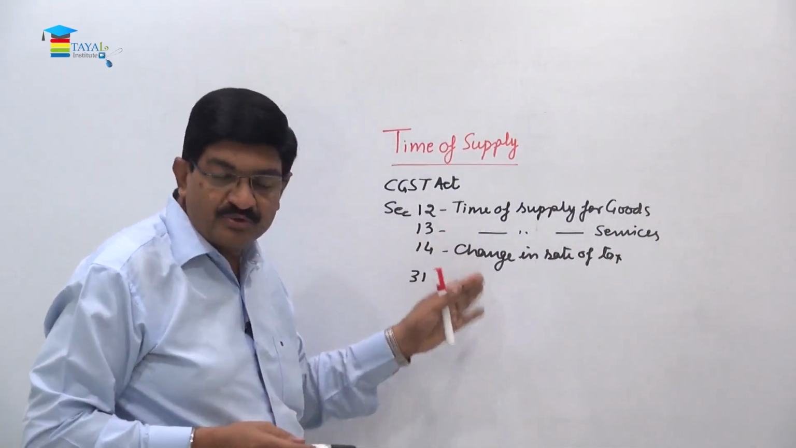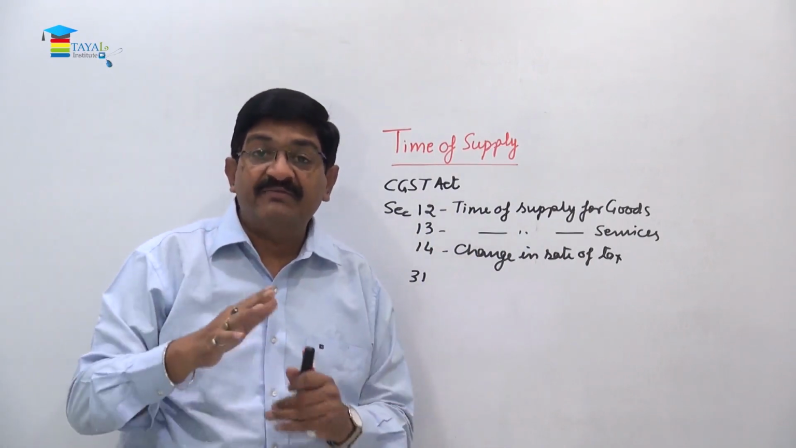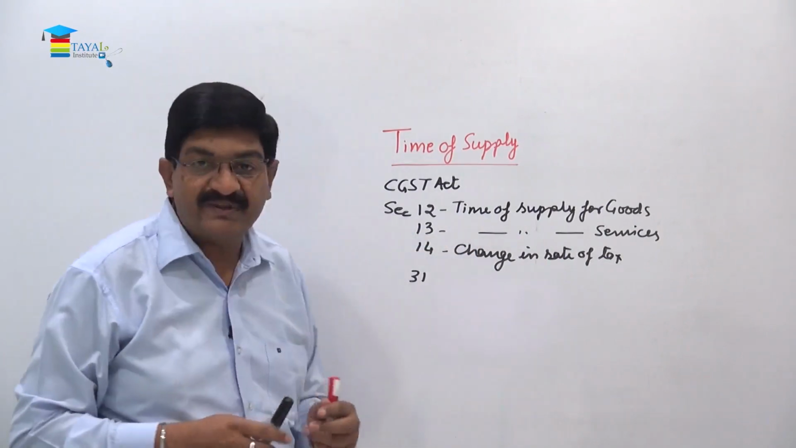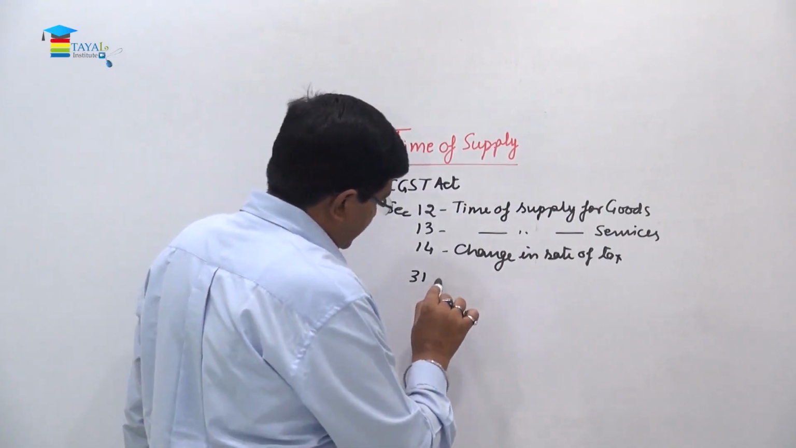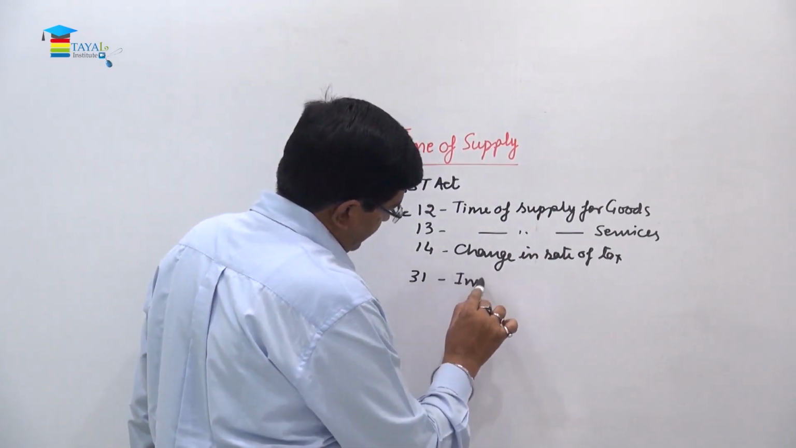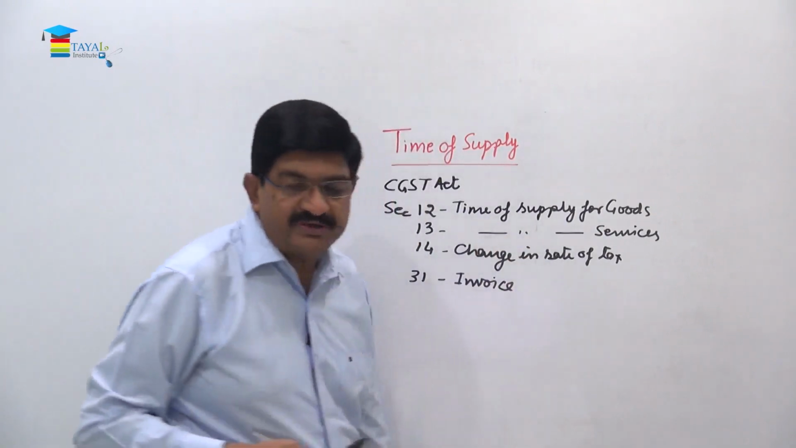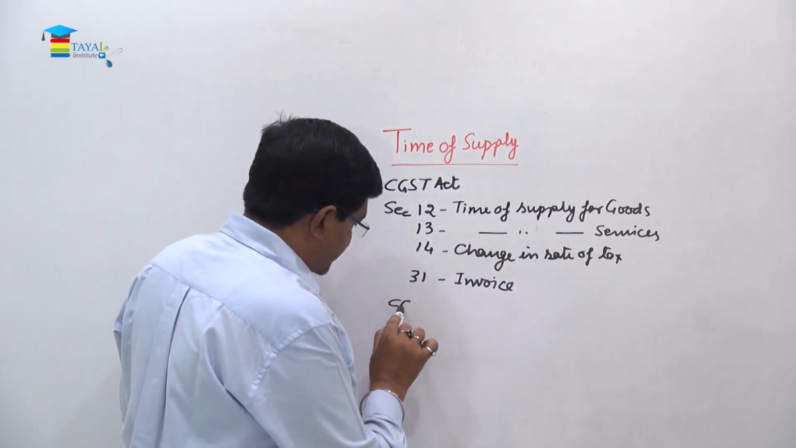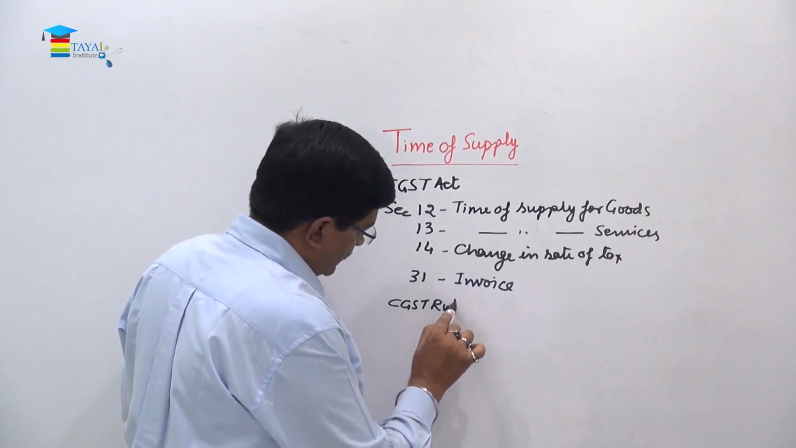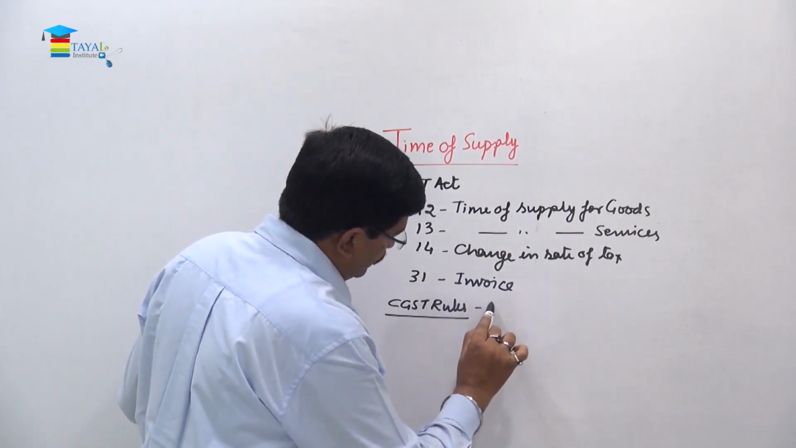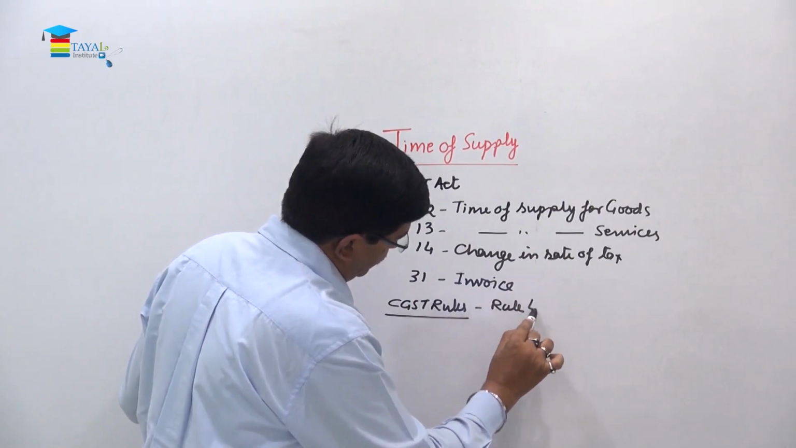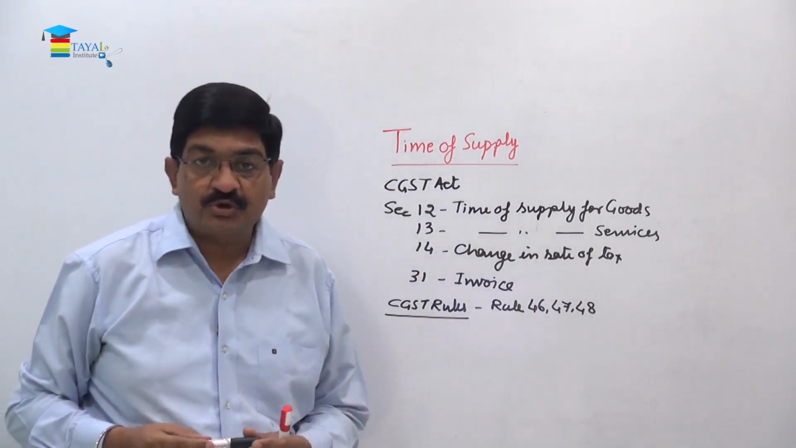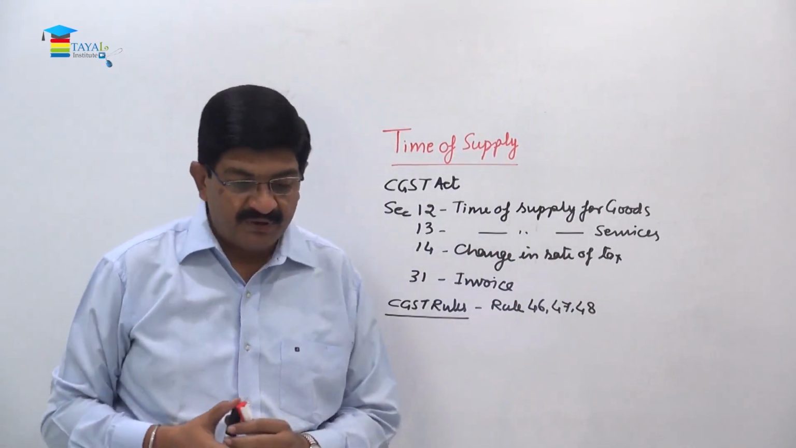Right? Just before coming to this title, I told you that there can be a difference in the rate of tax at different times of different events. At what rate the tax should actually be payable, that we are going to cover in section 14. Section 31, this is regarding invoice. Invoice and certain other documents, at what time those are required to be issued. And then these are also to be read with the CGST rules. In these rules, we'll talk about rule number 46, 47 and 48. These many rules are also covered for covering up this topic, time of supply.